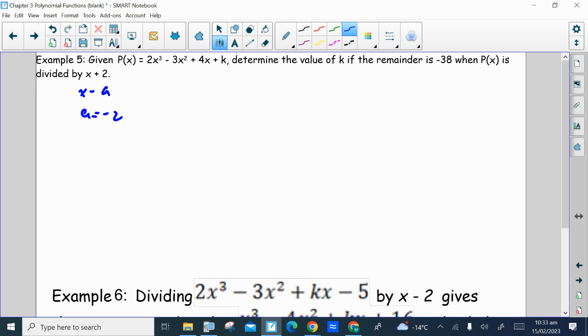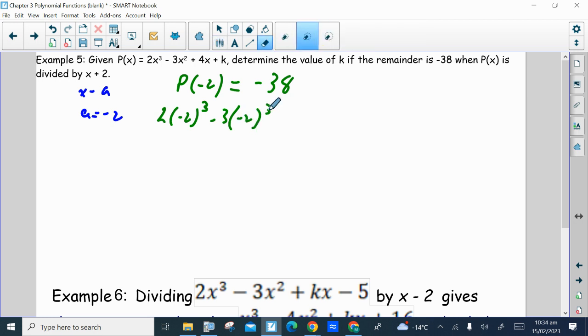And again, the remainder is negative 38 when p of x is divided by x plus 2. If you use the remainder theorem, what that tells us is that p of negative 2 has to equal negative 38. Because the remainder theorem tells us when you divide a polynomial by x minus a, the remainder can be found by evaluating p of a. We're told the remainder is negative 38 when p of x is divided by x plus 2. We've determined that the value of a would be negative 2, which means that p of negative 2 must equal negative 38. When we let x equal negative 2 in this expression, the whole thing has to equal negative 38. This is how we solve for k.